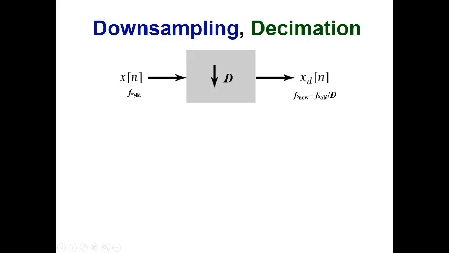So if our input signal has some sampling rate, we'll call it fs old, after I go through the downsampling process, I'm going to divide this sampling frequency by D, and that will become the new sampling rate for the output of the signal. So it should have the same basic shape, just fewer samples.